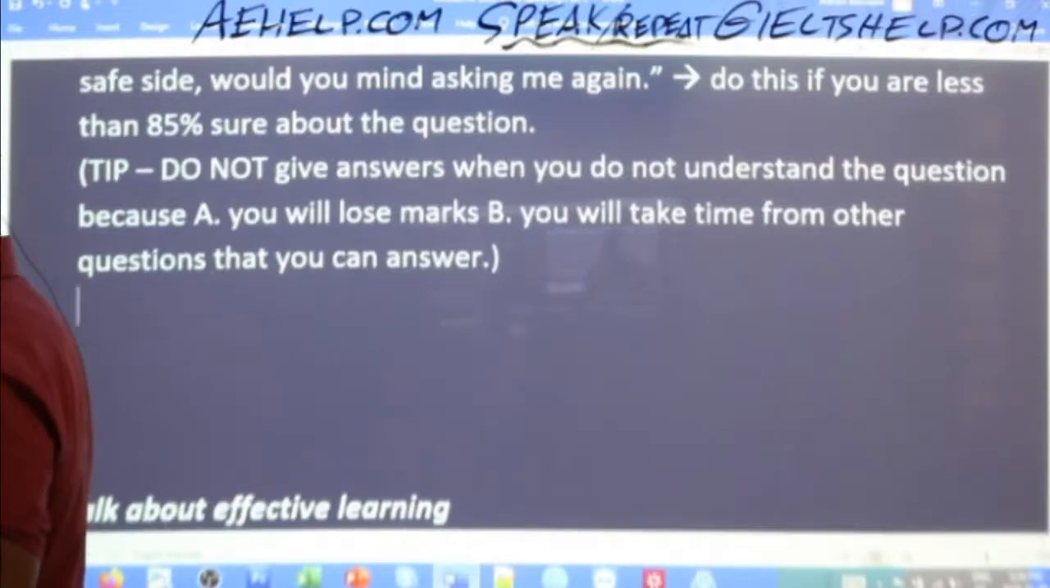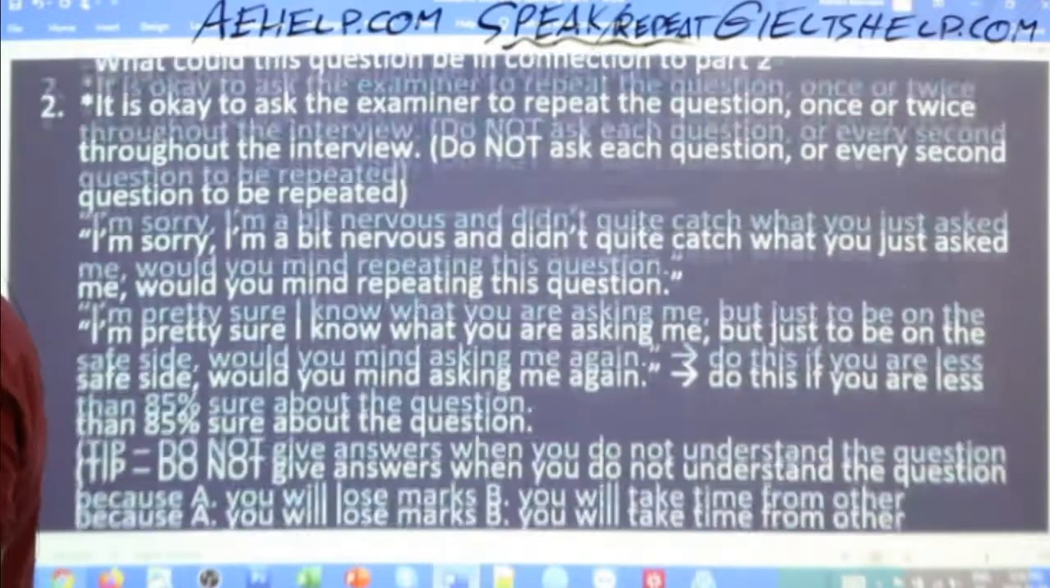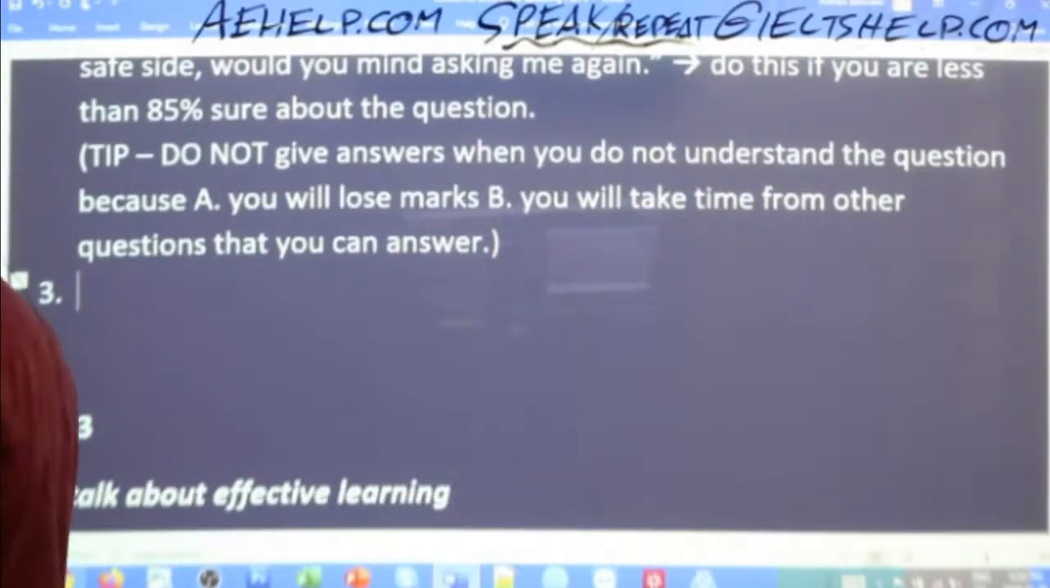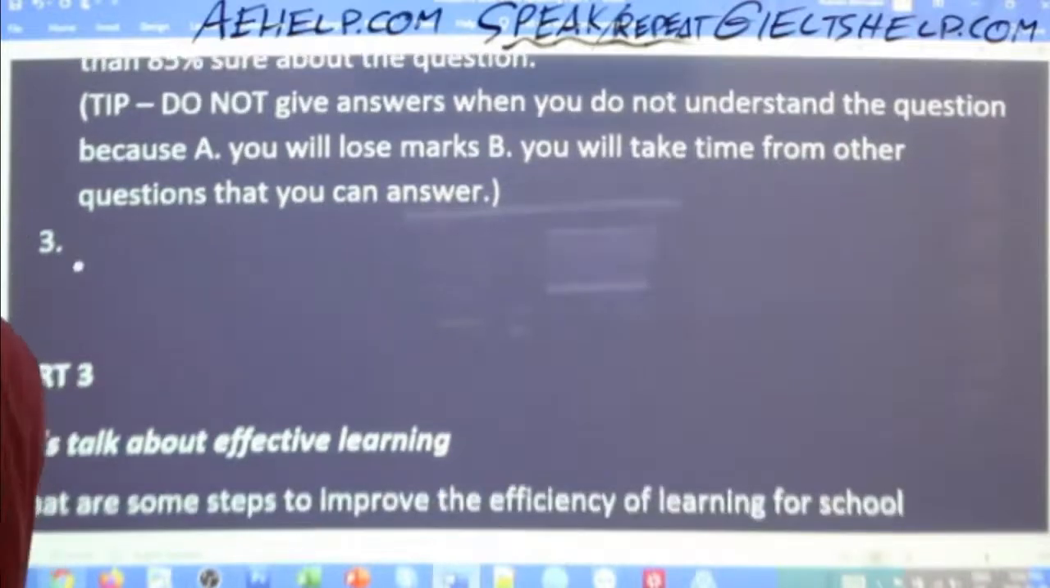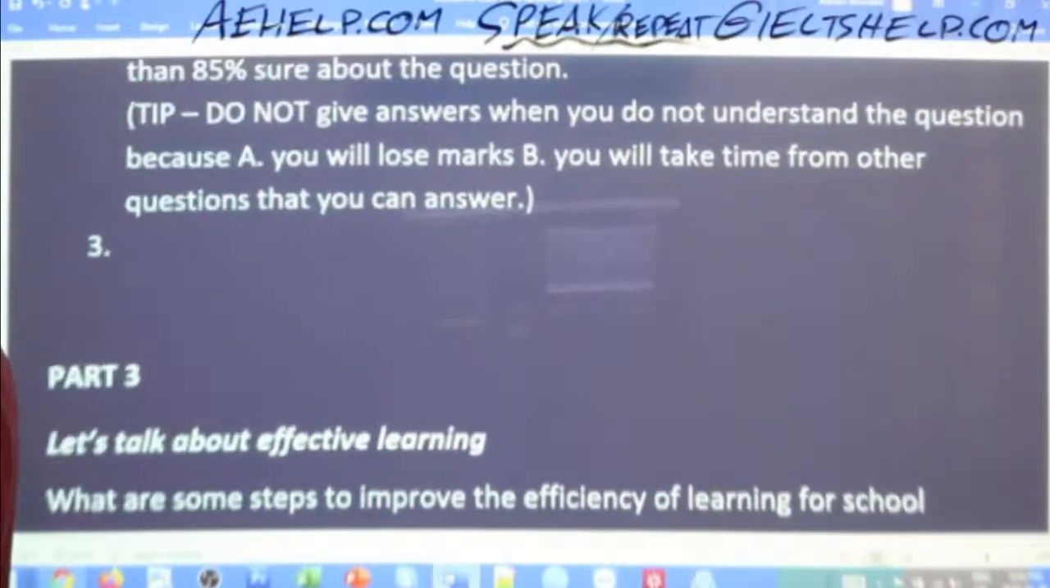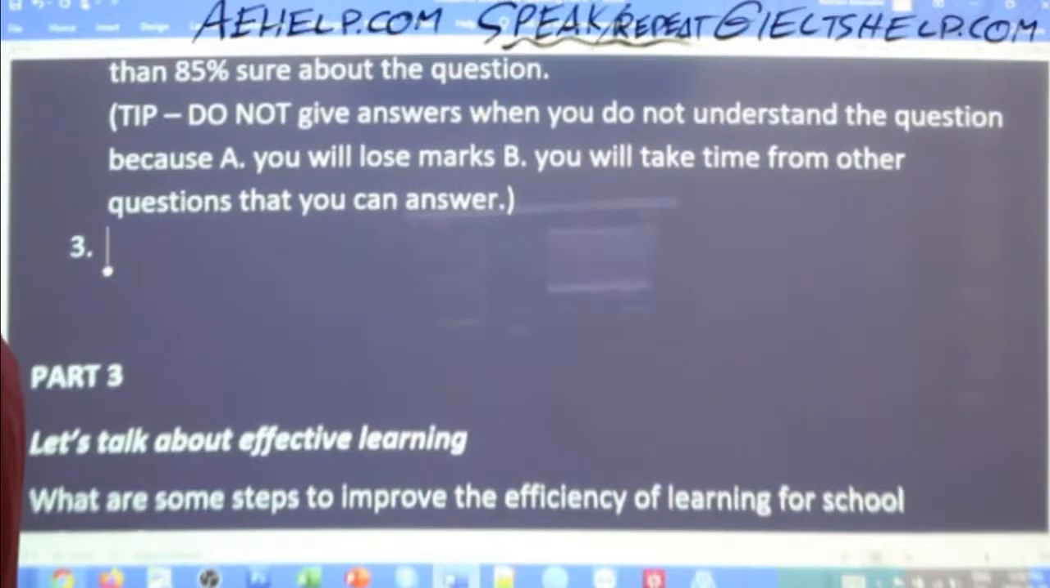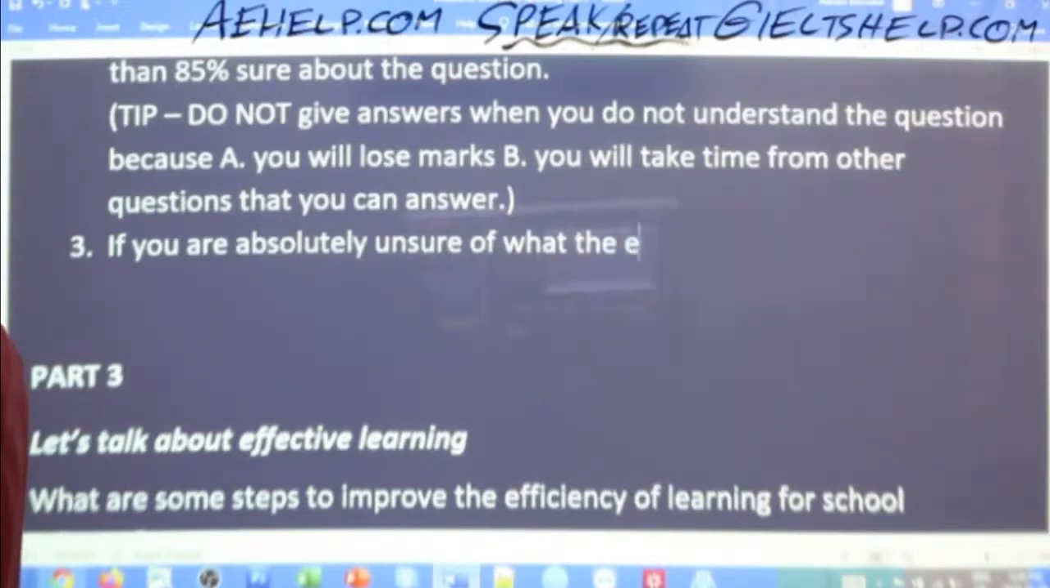So here's another step. Okay, let's do a little bit more here, and then we'll get to practicing more questions, I promise you. So the next step here is if you are absolutely unsure of what the examiner is asking, request to move to the next question.